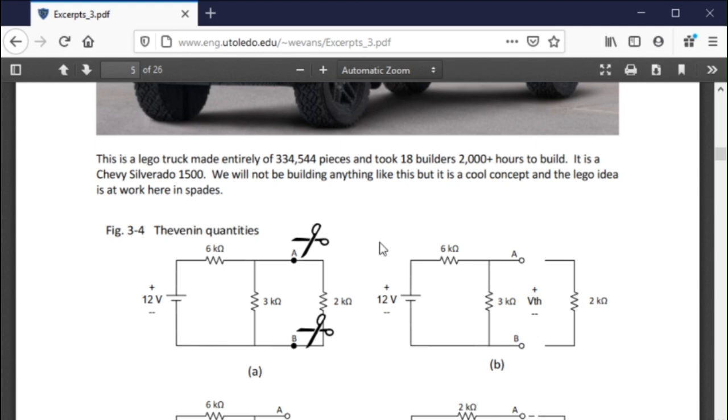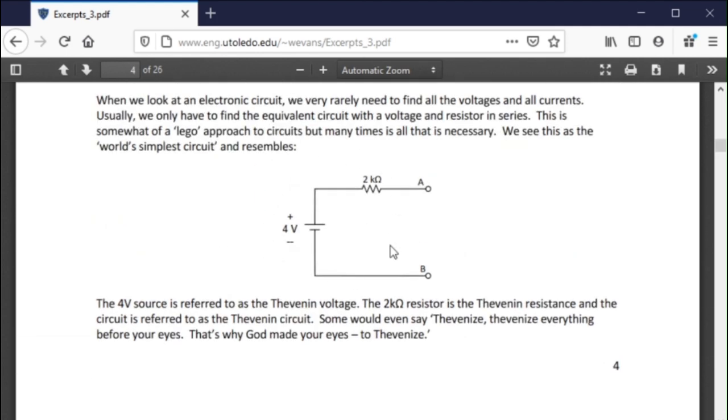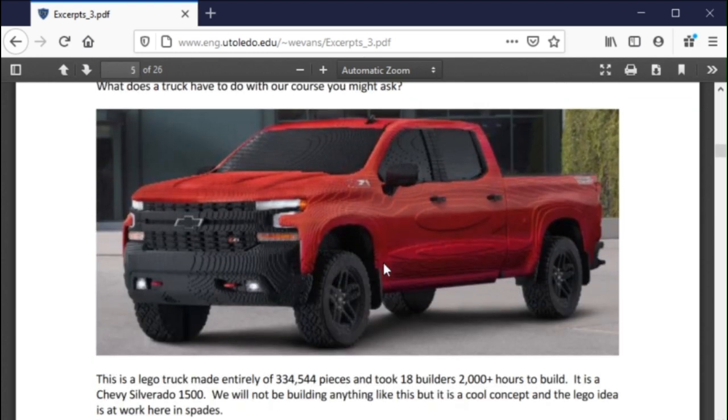Now, how do we want to build a Lego circuit? We want to come back to this, what I call the world's simplest circuit, or this circuit right here. So that's the Lego circuit that we want to come back to. But how do you do that?